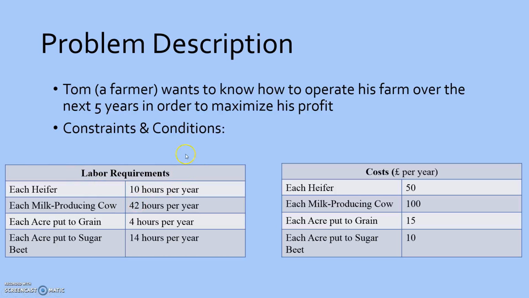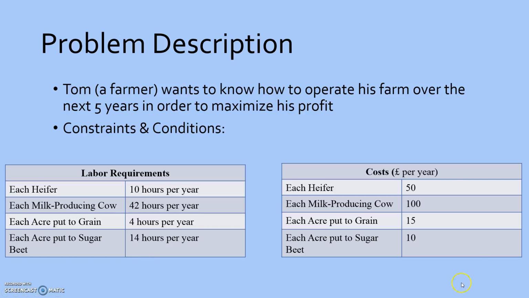You can see the labor requirements, because each heifer or each milk producing cow takes so many labor hours, and then each acre that is devoted to grain and each acre that is devoted to sugar beet also takes labor hours because of the farming that has to go into growing those feeding substances to get them to the cows.